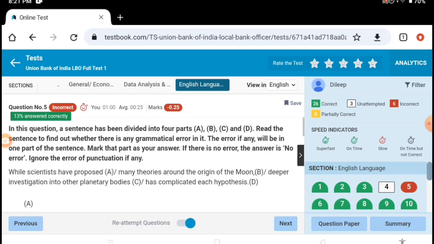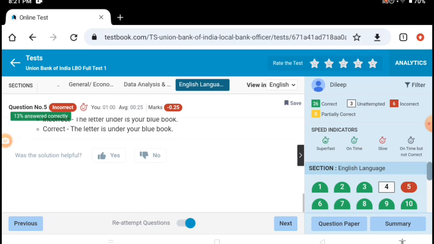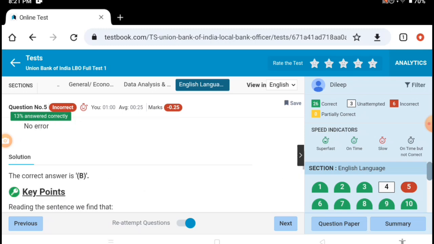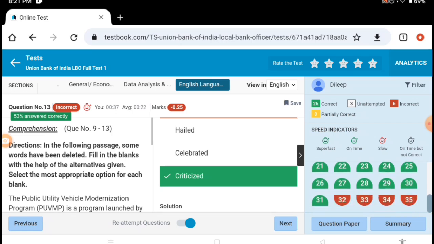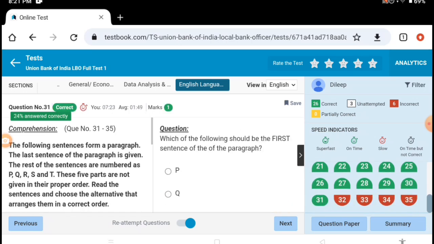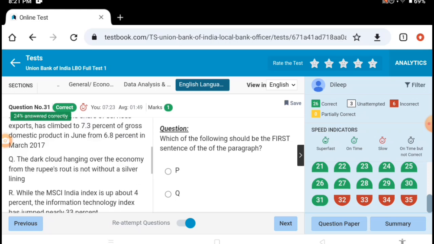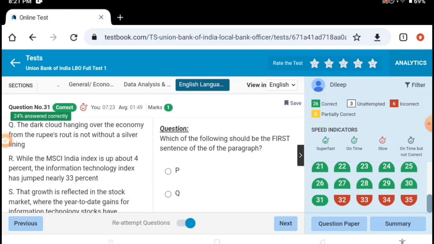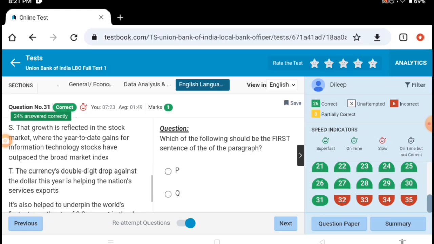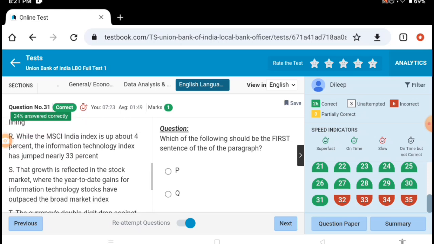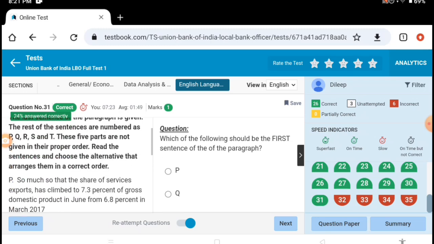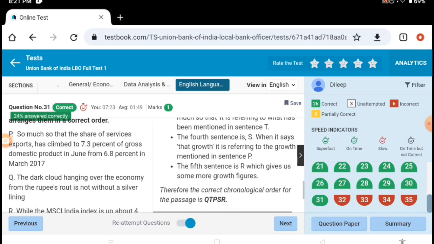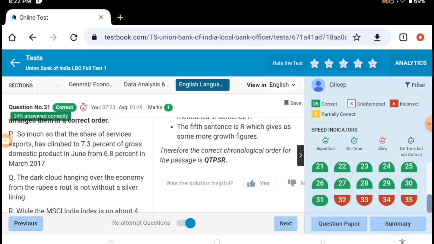So B, report the origin. 15 is yes, criticize the first type. So I think the first one is Q, and after that Q is the first, and I think QT is a QT PSR. Okay, so please share your score in my comment section.